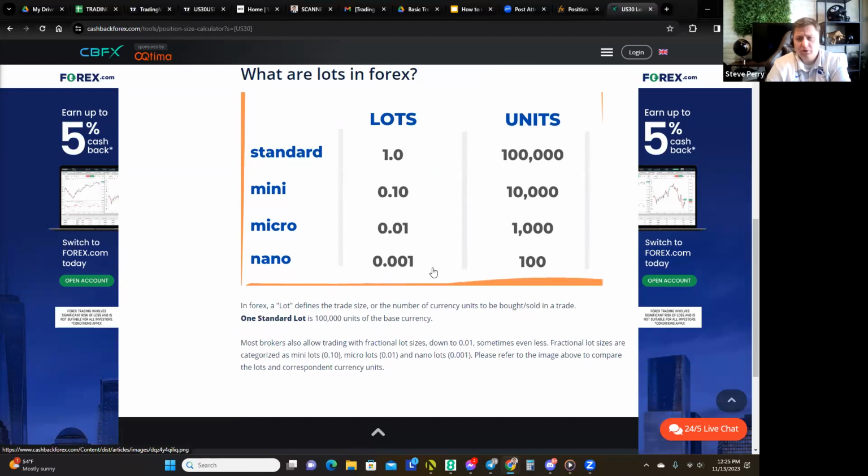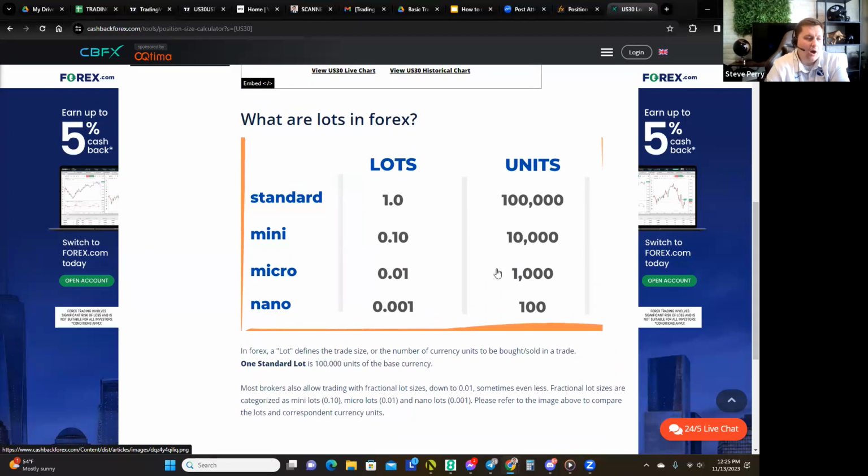As a general rule, it's not completely true, but as a general rule, every pip you make in Forex with a micro contract is about 10 cents per pip. If you make a pip with a mini contract, you make about $1. On a standard contract, a pip is about $10. That's just a general understanding, and that's with Forex pairs.